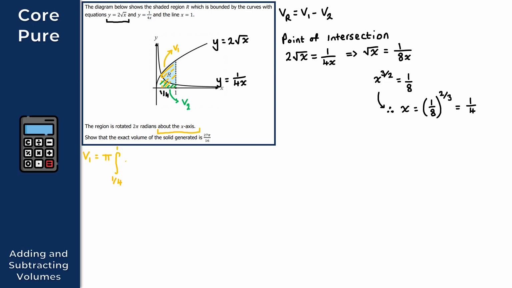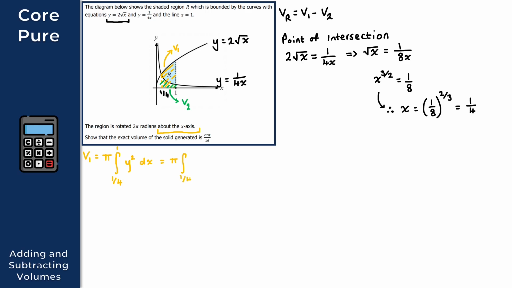Okay, so we've got y squared with respect to x here. We've got y squared dx here. So y squared in this case then. Don't forget for V1, we're integrating underneath this curve here. This curve is y equals 2 root x. So what I get then is pi times the integral, again, from 1 over 4 to 1.